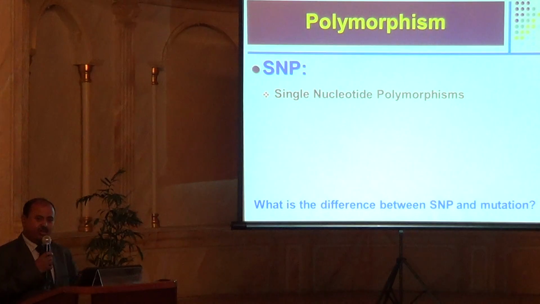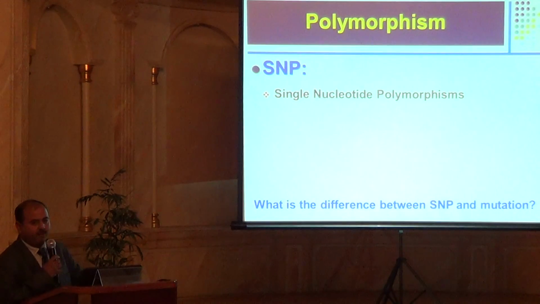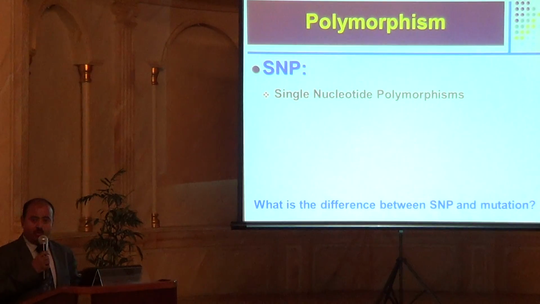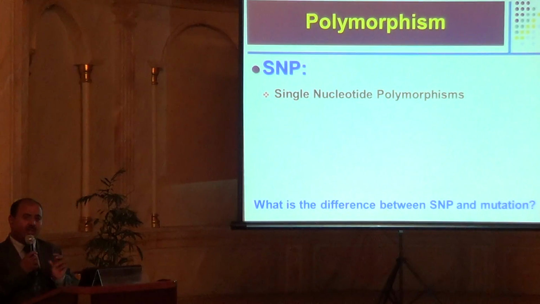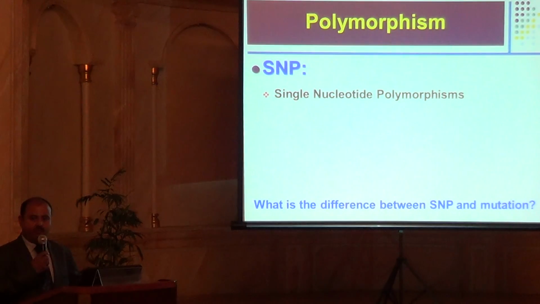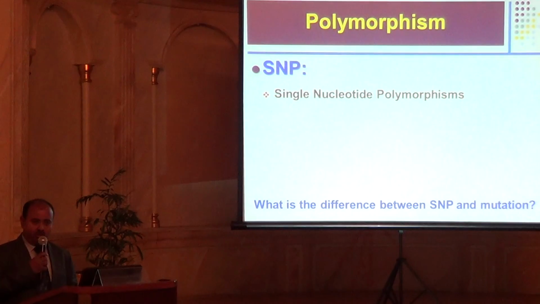Is the difference just in the percentage? No. If the mutation is present, we will find phenotypic abnormality in the person. But in the presence of single nucleotide polymorphism, we will not find any abnormalities except in certain circumstances. So if the single nucleotide polymorphism is specific to the drug, you will not find this abnormality except if the person is exposed to the drug. So this is the difference between single nucleotide polymorphism and the mutation.